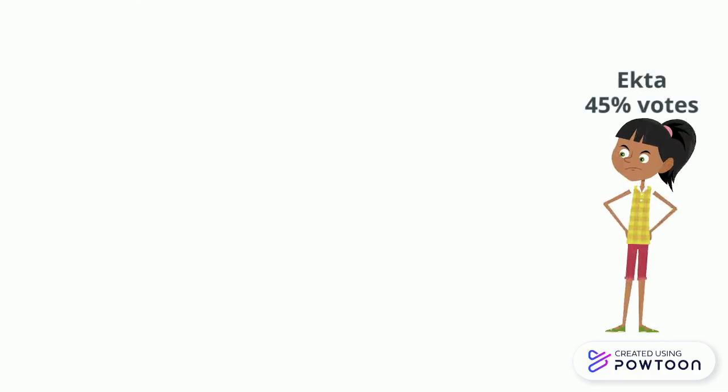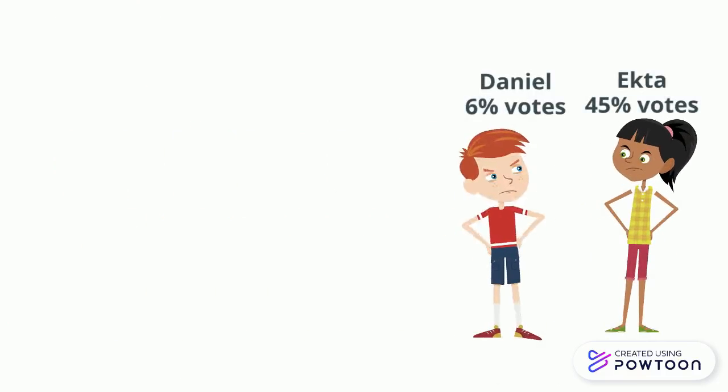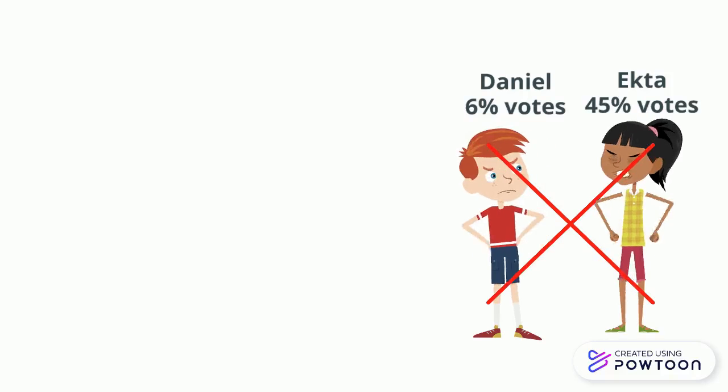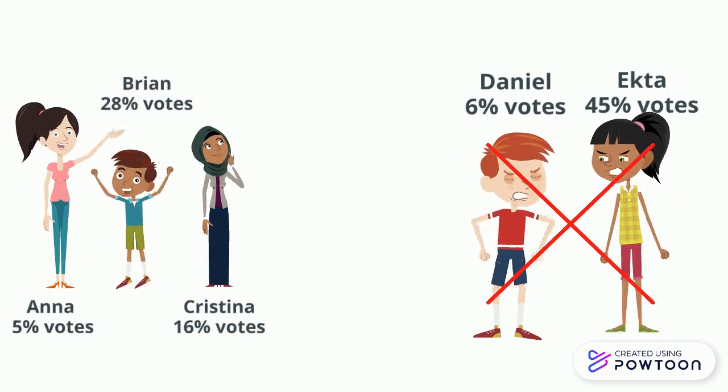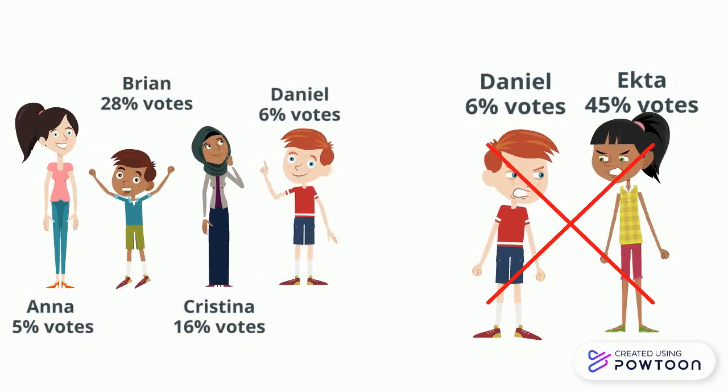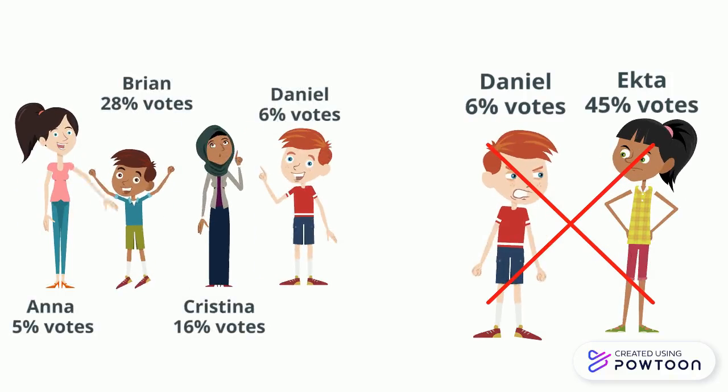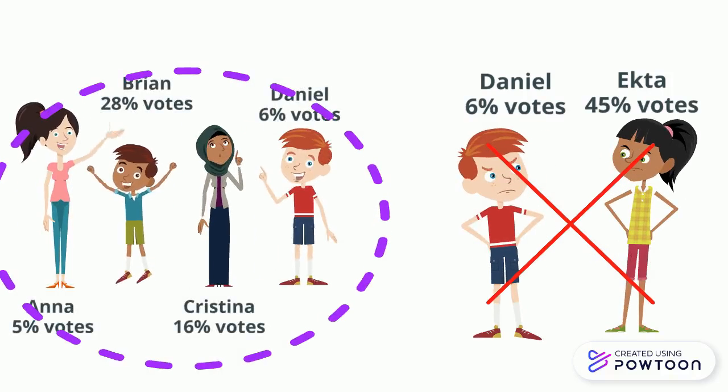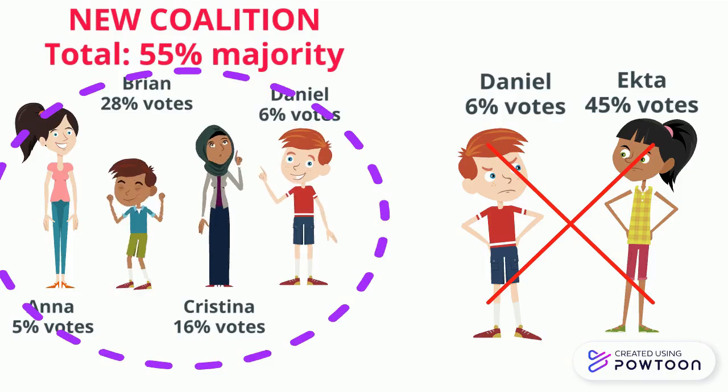Well, one day Hector may disagree with Daniel and their coalition comes to an end. Daniel now wants to find new friends and may decide that he wants to group with Anna, Brian, and Christina instead. They form a new coalition with a 55% majority.